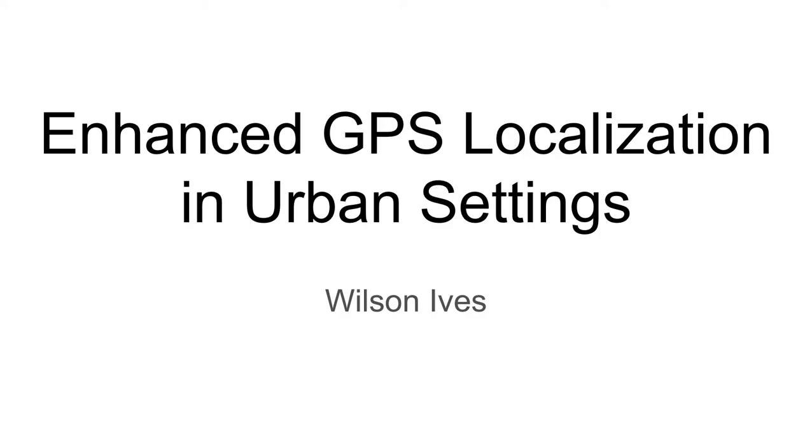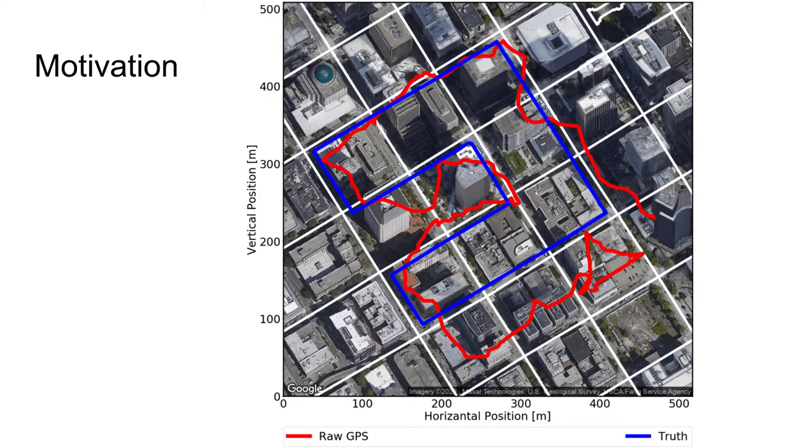Today I'm going to be talking about the results of my project to enhance GPS localization in urban settings. So GPS doesn't work very well by itself in certain areas. For example, this data was collected by a GPS watch in downtown Seattle. The blue path here is the path that was actually traversed, and the red path is the raw GPS measurements for the same trial. And as you can see, the error nears 100 meters at some points, which is quite bad.